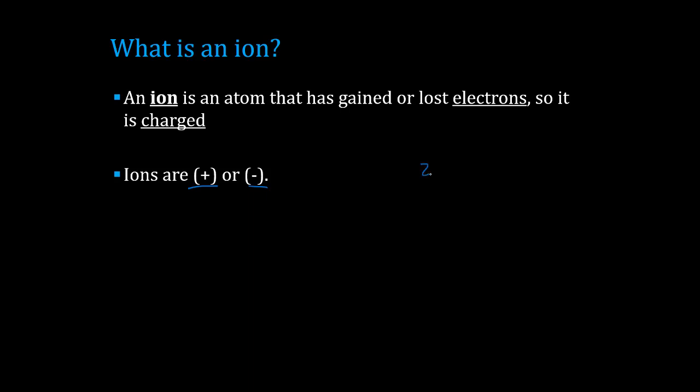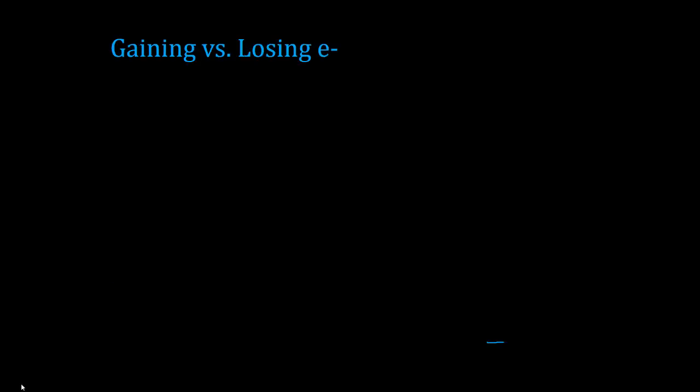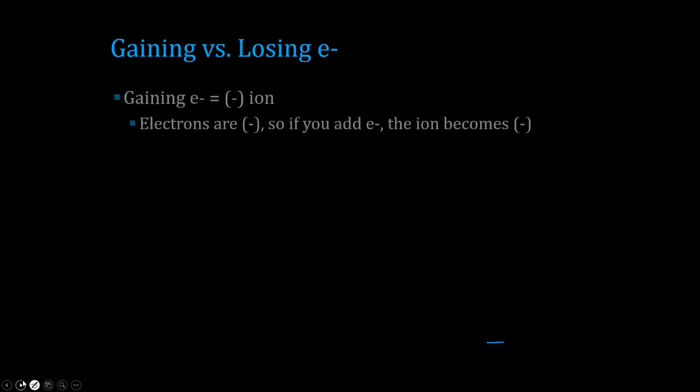We write that they could be like a 2+, so they have 2 extra protons compared to electrons, or like a 3-, they have 3 more electrons than protons. So the number and then the plus or minus tell us what the charge of the ion is. Ions are not neutral because the protons and the electrons no longer balance. And it's not because protons were gained or lost, it's because electrons were gained or lost. So gaining versus losing electrons.